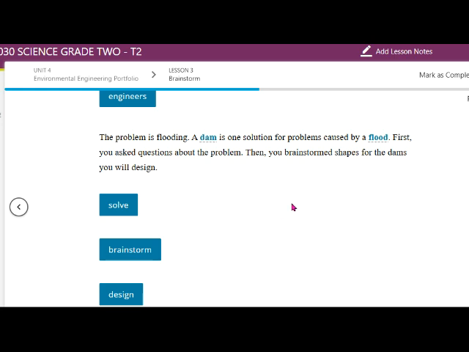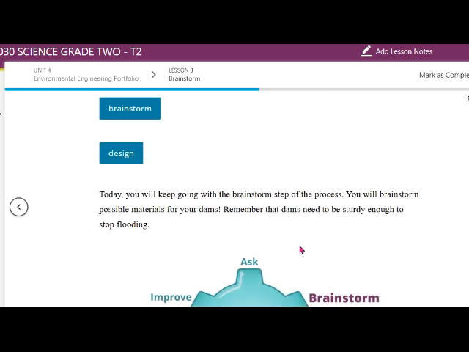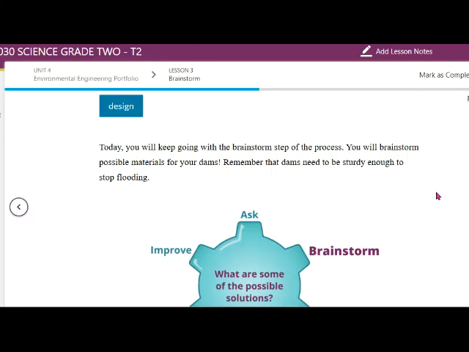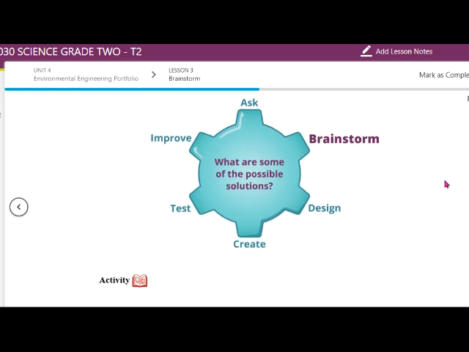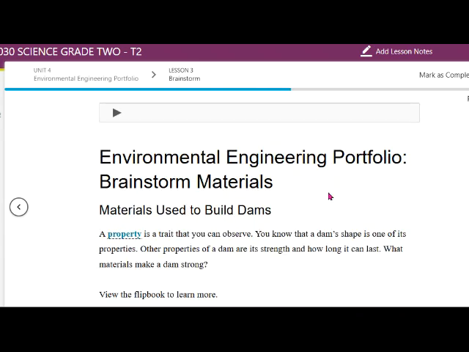Then you brainstorm shapes for the dams you will design. Today, you will keep going with your brainstorm step of the process. You will brainstorm possible materials for your dams. Remember that dams need to be sturdy enough to stop flooding. So you want strong materials.